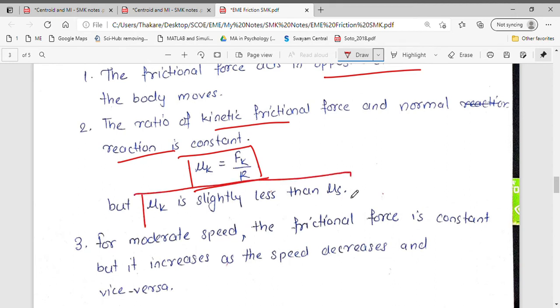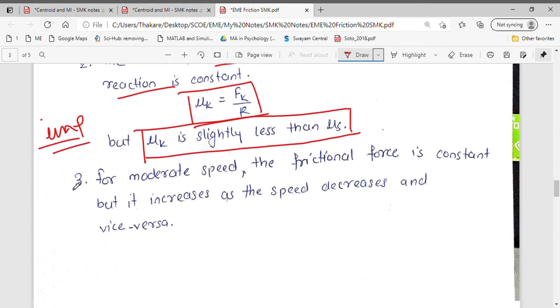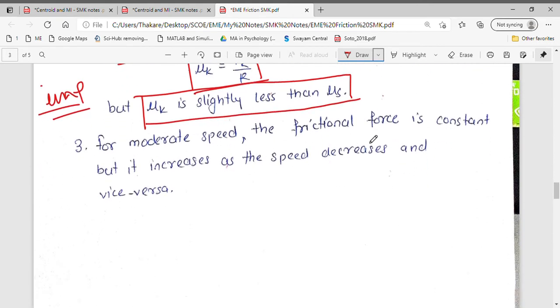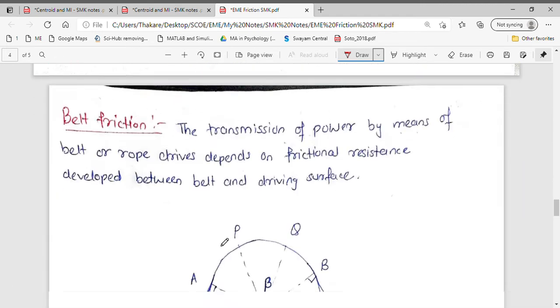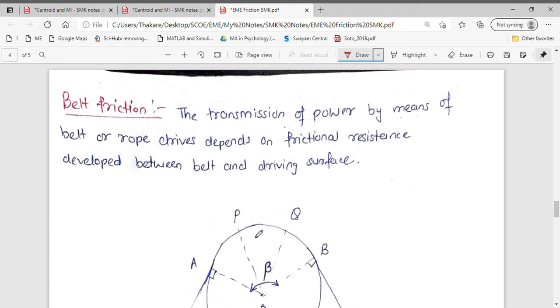Remember this, kinetic friction is slightly less than static friction. Again, a 1 mark question can be framed on this. For moderate speed, frictional force is constant, but it increases as speed decreases. This is another law which you can consider important, which can be asked for a 1 mark question. Frictional force is constant, but it increases when your speed is decreasing. Okay. And then we discussed belt friction, ladder friction and wedge friction.